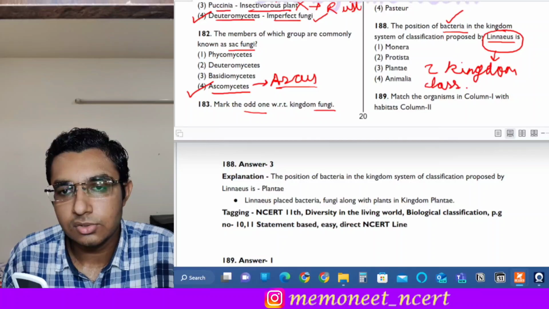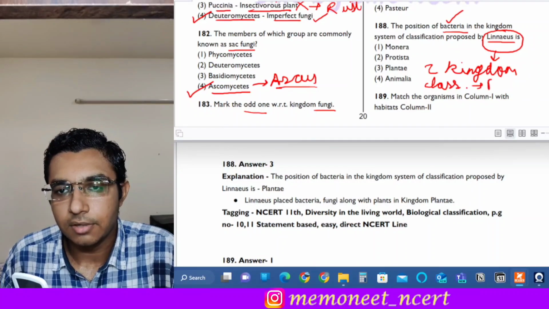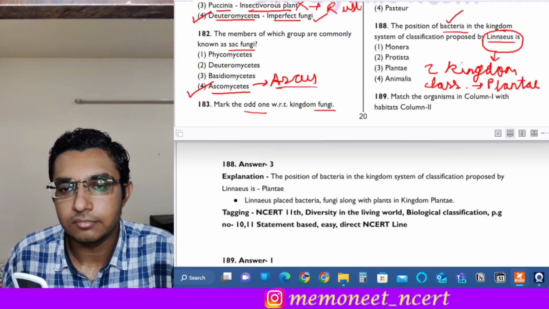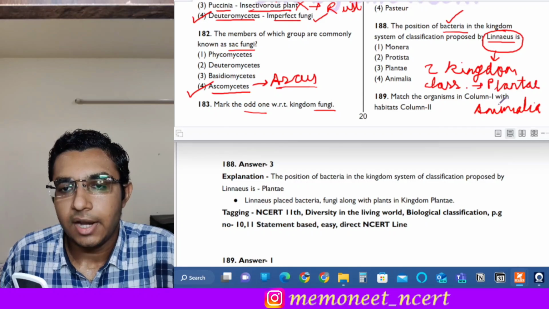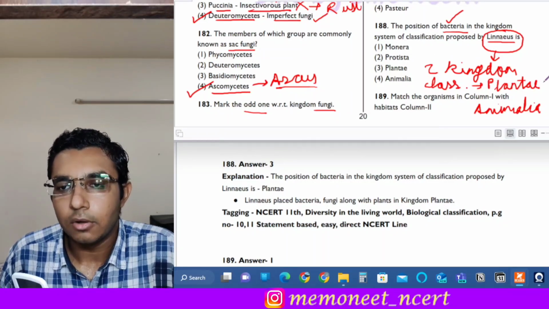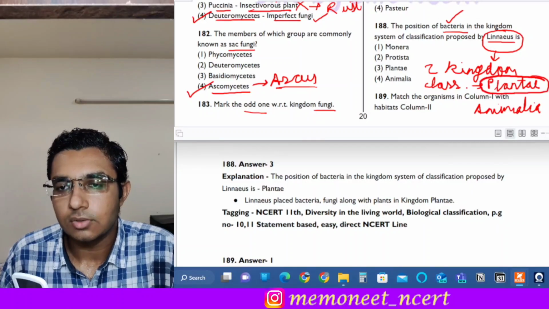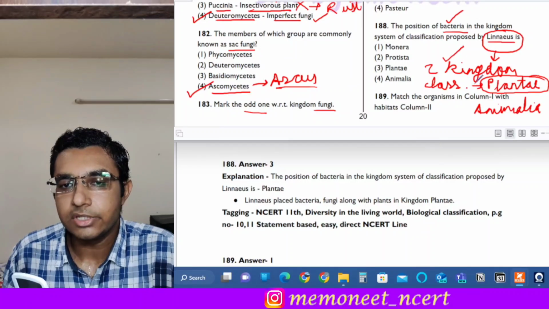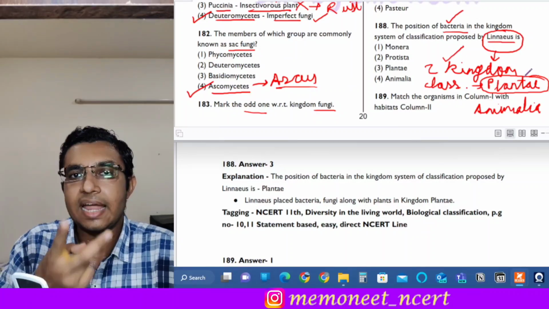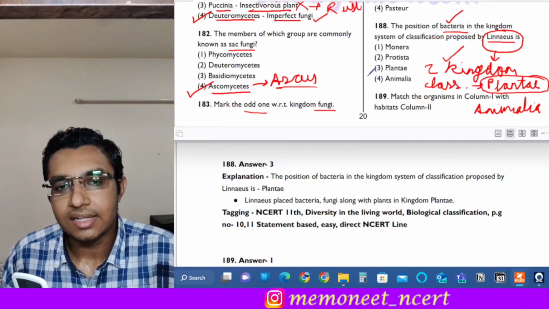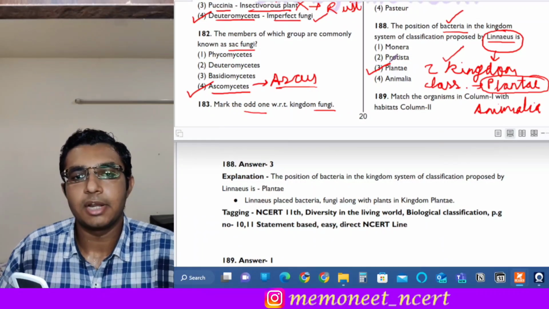And in these 2 kingdoms, which were the 2 kingdoms? It was Plantae and kingdom Animalia. And bacteria belong to which kingdom? So among these 2 kingdoms, the bacteria belong to kingdom Plantae. I hope you got this question, because Carolus Linnaeus proposed the 2 kingdom classification and these 2 kingdoms were Plantae and Animalia, and the bacteria were present in the kingdom Plantae. So the correct answer to this question will be option 3, that is Plantae.